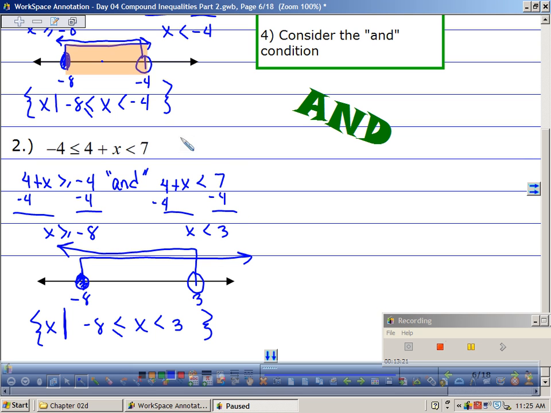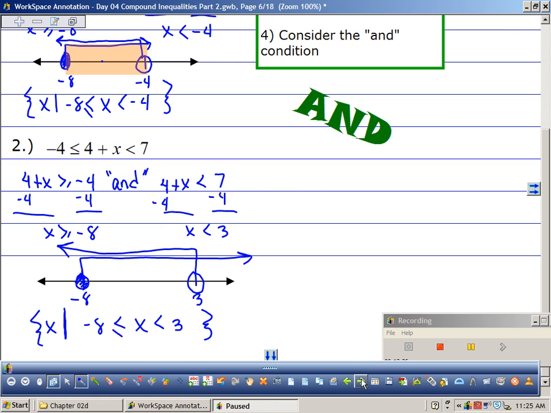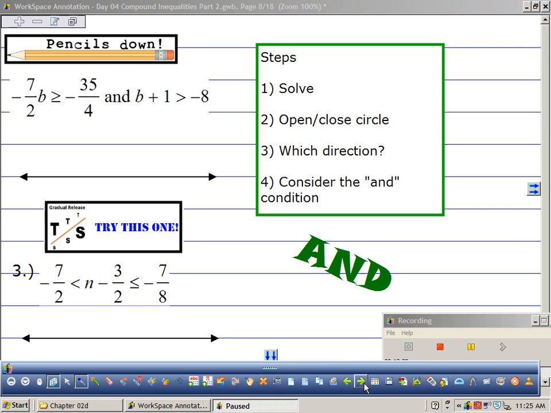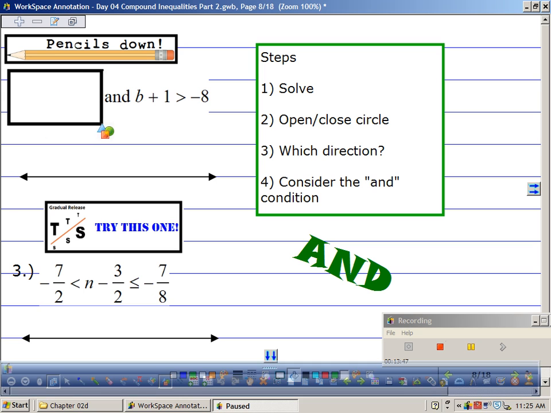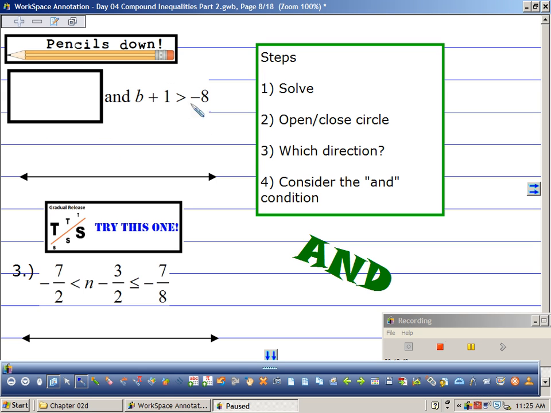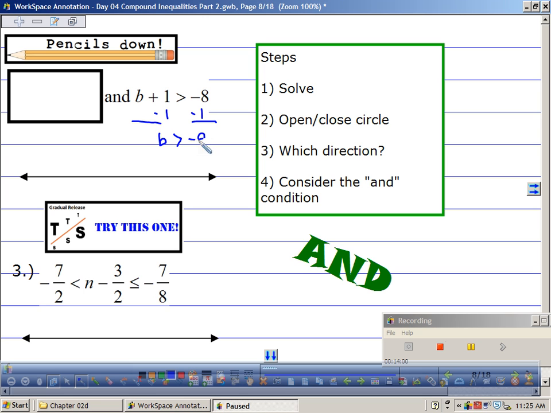All right. You guys good? Ready to move on? Okay. This looks scary, right? No? Good. Now look at this one first. So all I have to do is subtract 1 from both sides, correct? And I'm left with b is greater than negative 9.